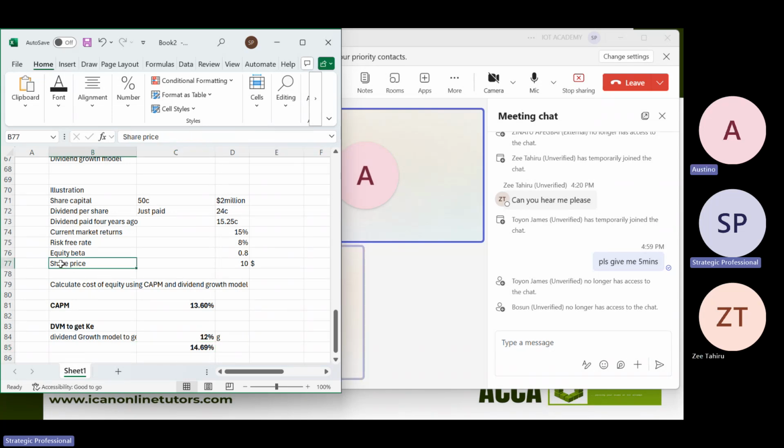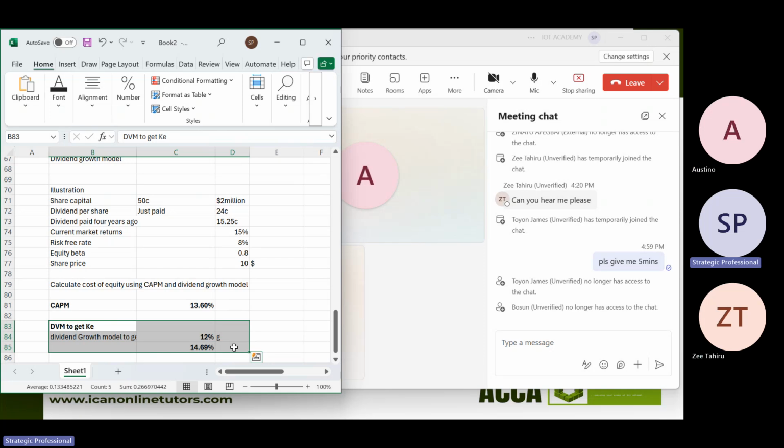So I want to take this off. This question was not tailored towards using DVM to get cost of equity. Like I said, I just used it so that we can have an idea of how to use the DVM approach to get cost of equity and the CAPM to get cost of equity. But let's move on from that.